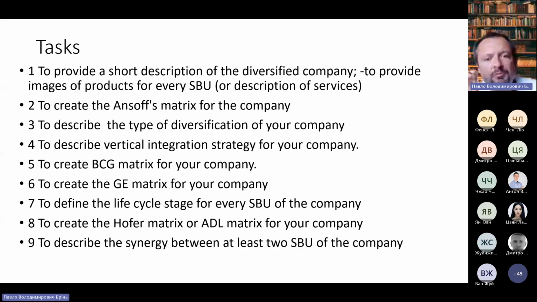Then you will have to prepare your company for the future. You have to analyze the life cycle stage for every strategic business unit, and then you will have to prepare the Hofer or Arturo Dorit matrix. And the last task is to prepare the description of a synergy effect for the company. So it will be 9 tasks.